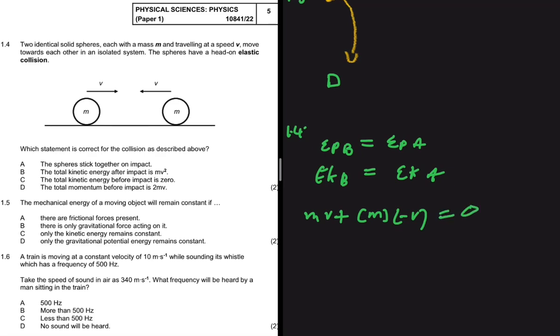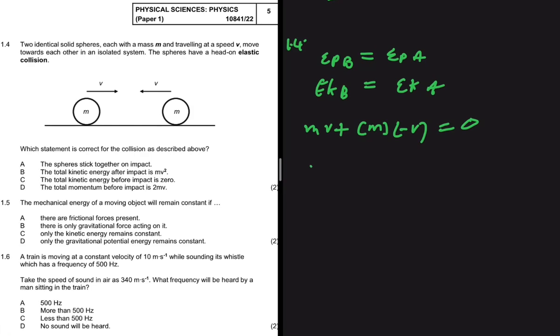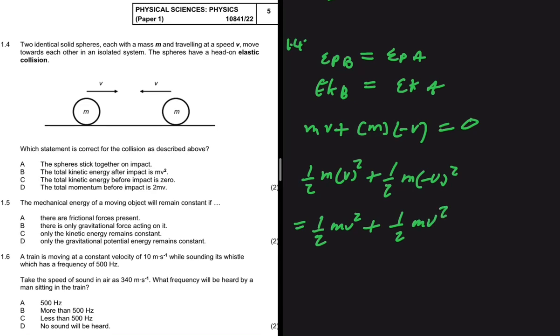The momentum before is equal to 0, right? So the momentum after should also be equal to 0. Let's look at the kinetic energy. The kinetic energy before is a half mV squared plus a half m(-V) squared, which will give us a half mV squared plus a half mV squared. So this is just mV squared.